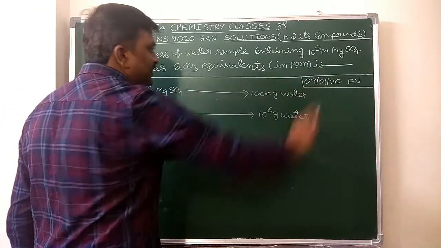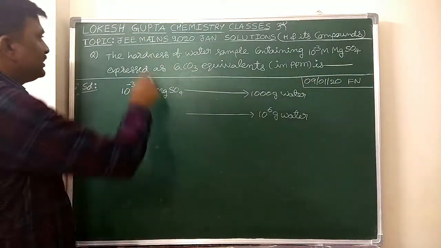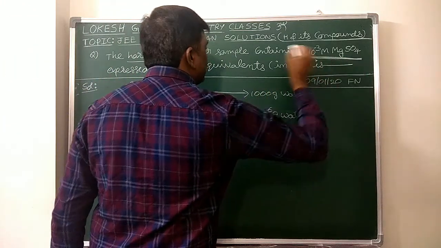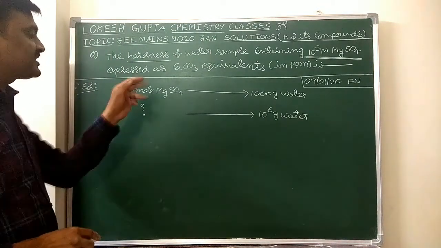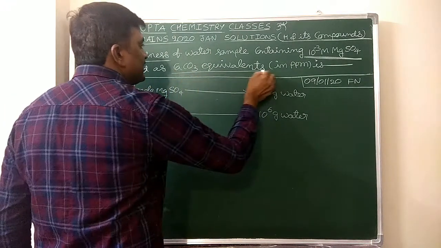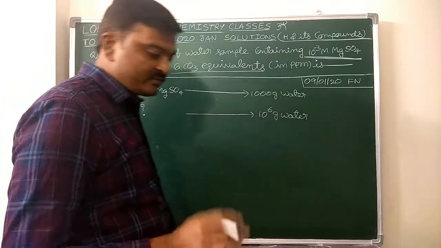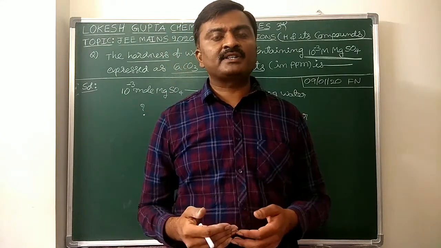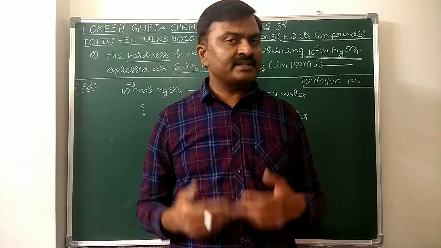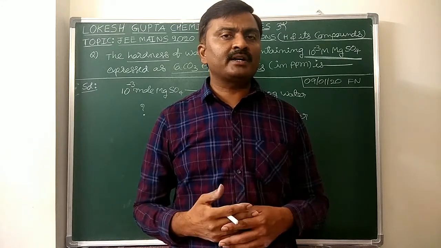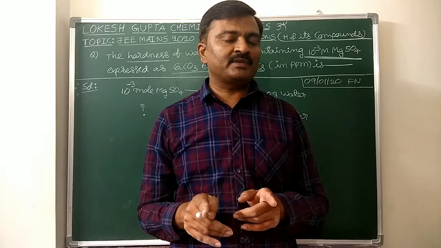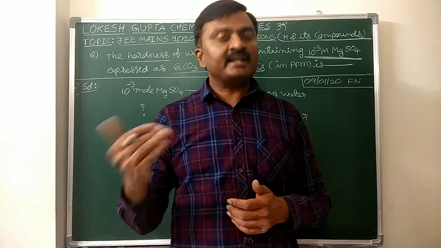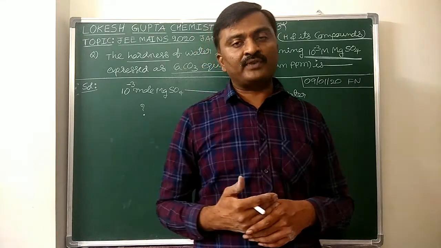Given on 9th January forenoon. The question is, the hardness of a water sample containing 10 to the power minus 3 molar magnesium sulfate, expressed as CaCO3 equivalence in ppm, is. See, hardness is due to the chlorides, sulfates and bicarbonates of calcium and magnesium. So these are 6 different salts responsible for hardness. It is not due to a single type of salt. That's why, other than these 6 salts, CaCO3 is taken as the reference to express the degree of hardness.